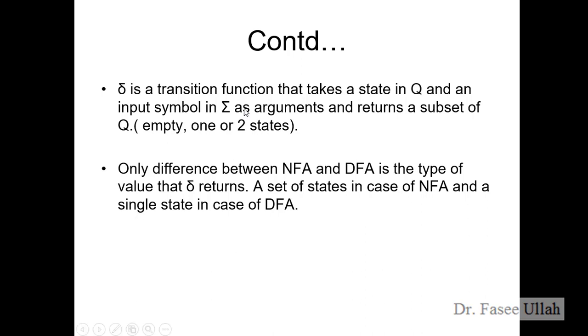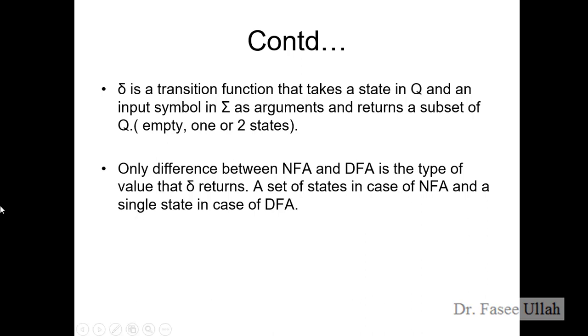The transition symbol is a transition function. It takes a state in Q and an input symbol from sigma as the argument. We already know about this. It returns a subset of states. Like we have the empty state, or we have one or more states as well. So that's why we have the transition function. The transition function can start from the initial state, go through an intermediate state, and finally reach the final state. So that's why we have the empty state as well over here.